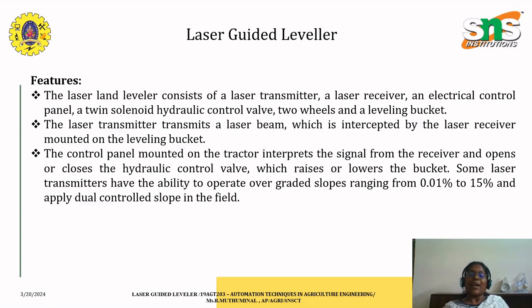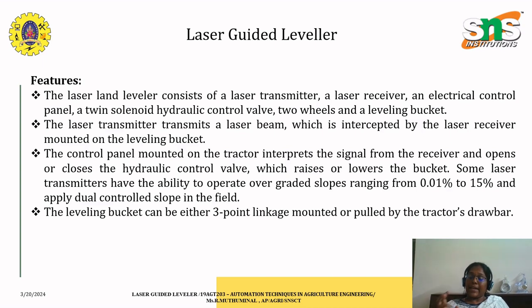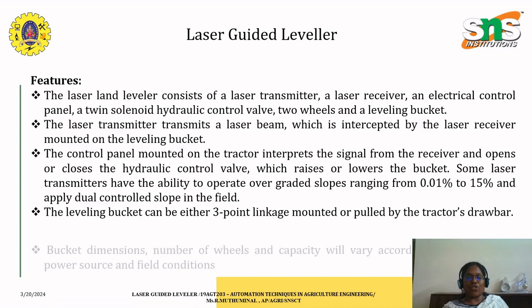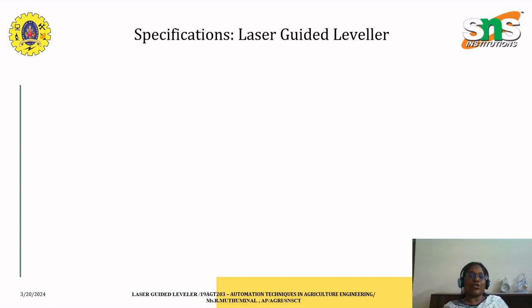Some laser transmitters have the ability to operate over graded slopes ranging from 0.01% to 15%, and this will help us to apply the dual controlled slope in the field. Also, this bucket can either be 3-point linkage mounted or pulled by the tractor's drawbar. Bucket dimension, number of wheels and capacity will vary according to the available power source and the field conditions. Now I'll show you the specification of the laser guided leveler which we have been speaking about.